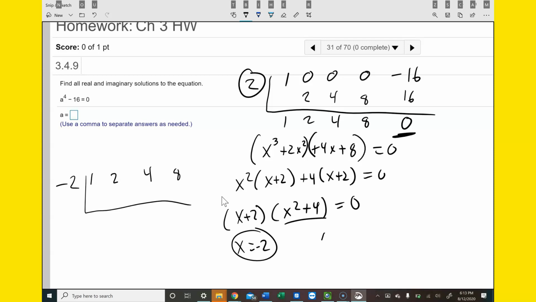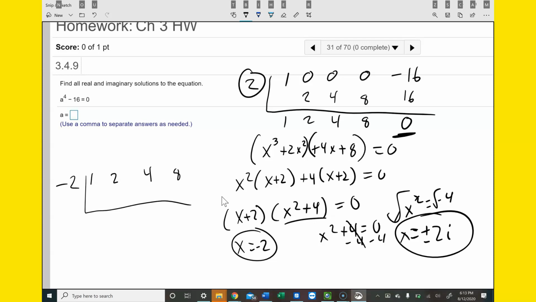Then I got to say x squared plus 4 equals 0 here. Subtract 4 from both sides. So now x squared equals -4. Square root both sides. And what's that give me? X equals plus or minus the square root of -4, which is 2i. So my answers are 2, -2, 2i, and -2i.